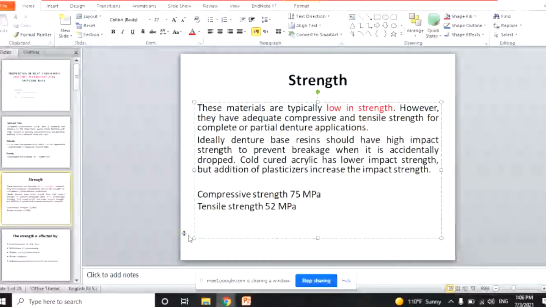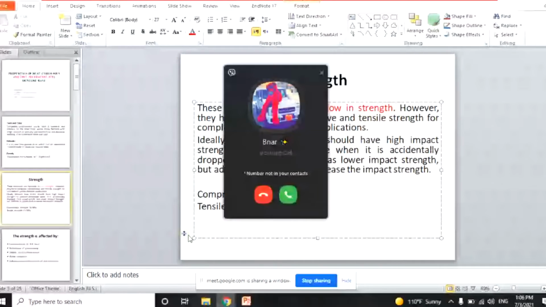About the strength of methyl methacrylate, it's low in strength. Why? It is a plastic, not a metal. By the way, the ideal denture base must have high impact strength. Why? In order to prevent breakage when it is accidentally dropped by the patient. Okay?